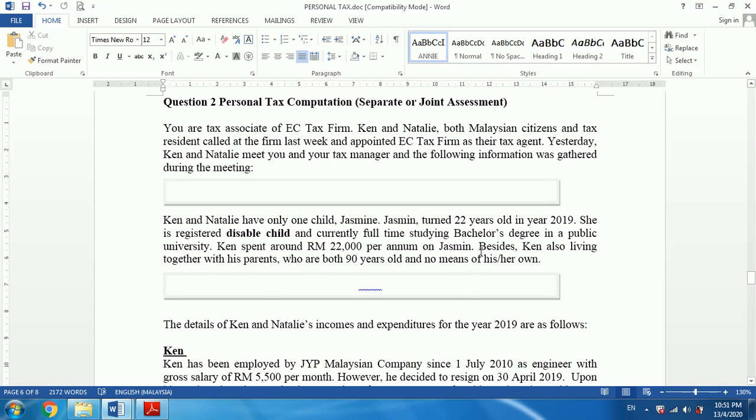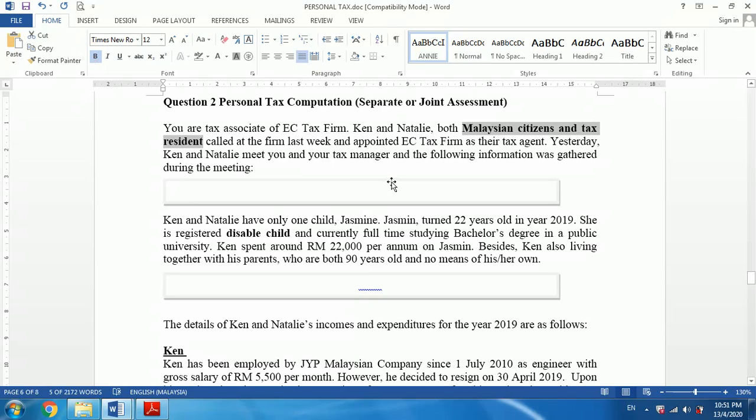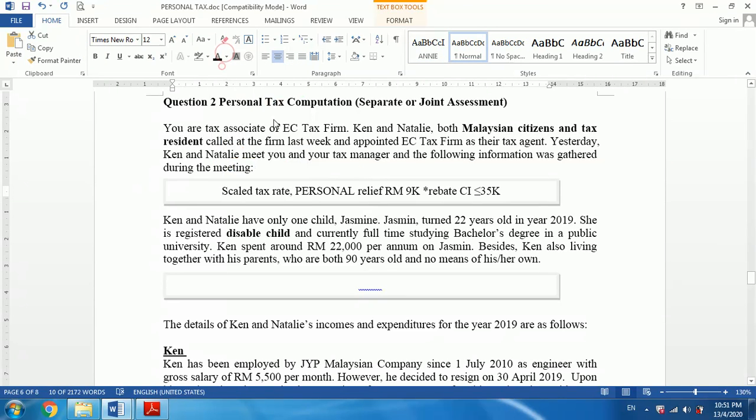So without hesitation, let's look into the questions. What is the detailed information provided to us? Firstly, if you still remember, just now I told you that Ken and Natalie are both Malaysian citizens and residents. Based on these wordings, if Malaysian residents, of course, you will be entitled to the scale rate tables, and they will enjoy a personal relief of 9,000, and maybe a rebate if their chargeable income does not exceed 35,000. We can't comment on this now because it depends on their chargeable income, which we can only decide later when we calculate their chargeable income.